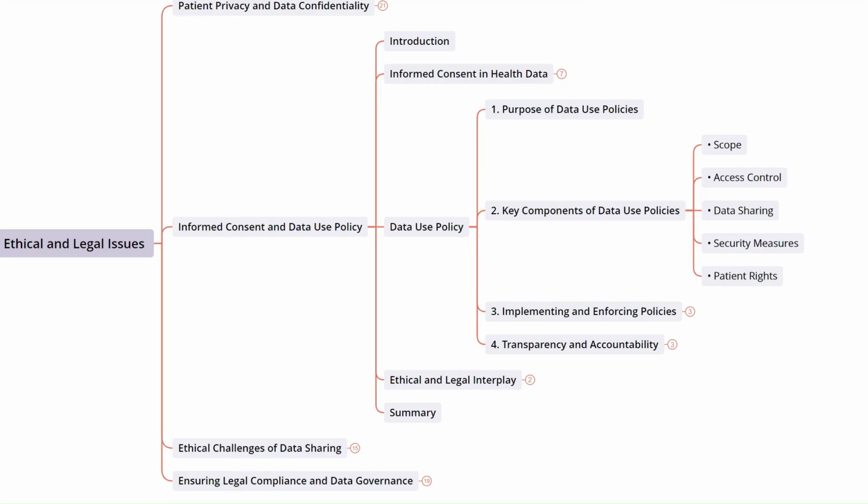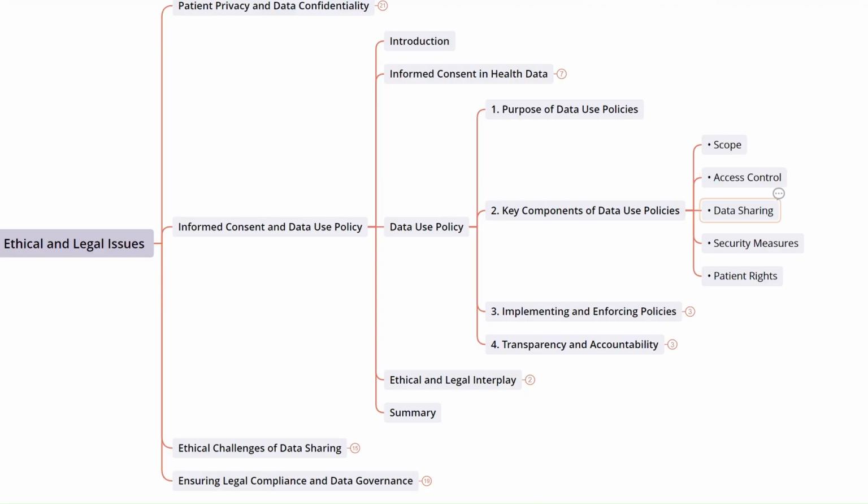Next, key components of data use policies: scope. This includes types of data covered and permitted uses, such as clinical care, research, and billing. Next, access control. This includes who can view, modify data, and under what circumstances.